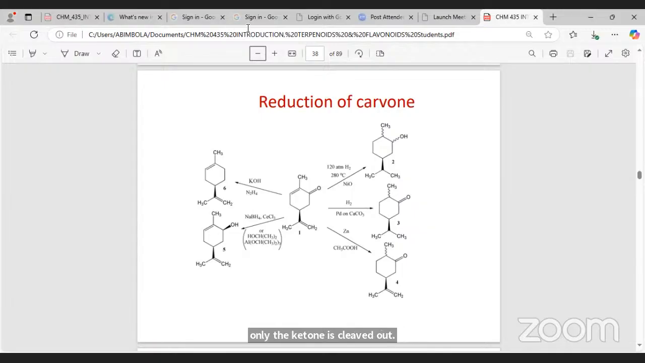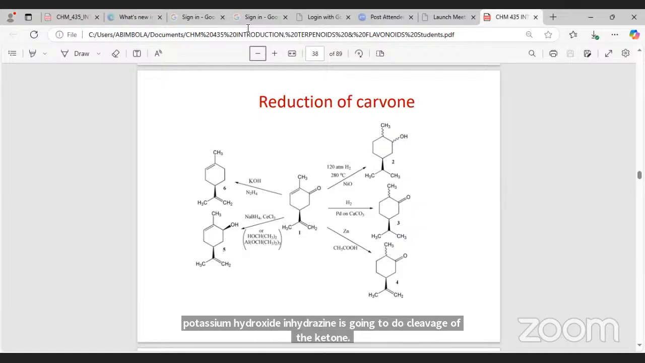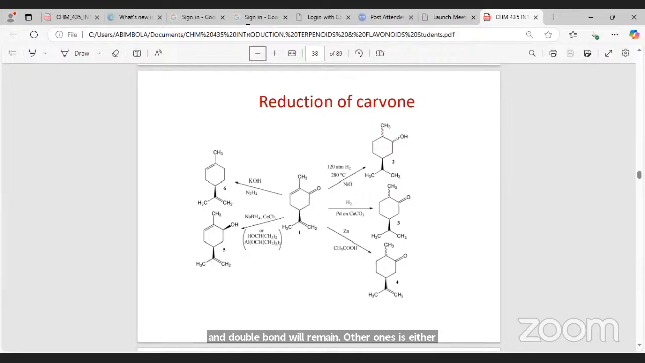So now the issue is that whatever reagent I'm using determines the product I'm forming. So this is what happens when carbon is reduced. The reagent determines what happens. So potassium hydroxide in hydrazine is going to do cleavage of the ketone, and the double bond will remain. The other ones are either both of them being reduced or one being reduced.